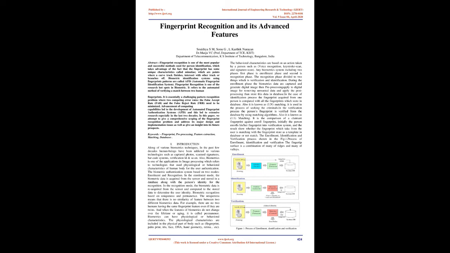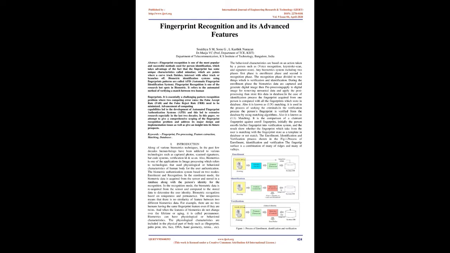Advancement of computing capabilities led to the development of automated fingerprint authentication systems, AFIS, and this led to extensive research, especially in the last 2 decades. In this paper, we attempt to give a comprehensive scoping of the fingerprint recognition problem and address its major design and implementation issues, as well as give an insight into its future prospects. Keywords: fingerprint, pre-processing, feature extraction, matching, databases.